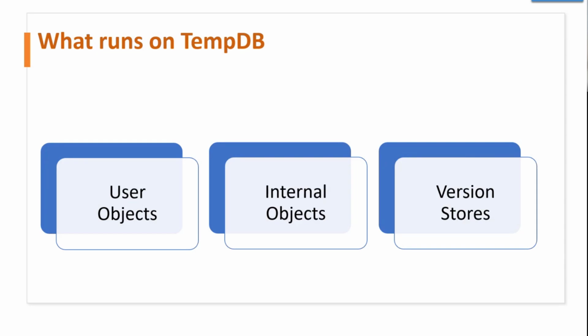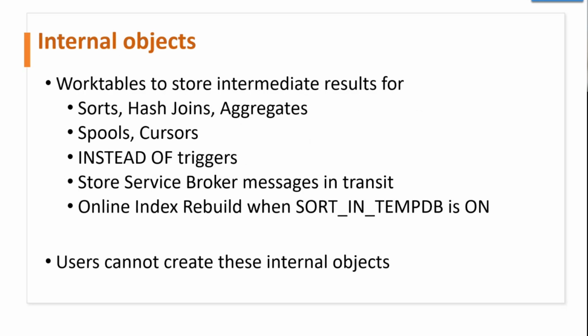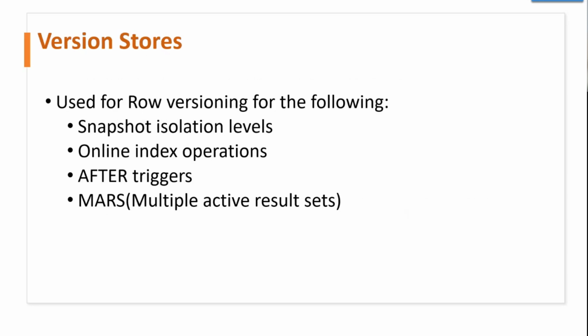So what runs on TempDB? We have three categories: user objects, internal objects, and version stores. User objects are the objects that we create as users: local and global temporary tables, temporary stored procedures, or any table variables. And you can see them all in the sys.all_objects catalog view. But internal objects are the ones that SQL Server creates. These are work tables and work files that are created by SQL Server to store the intermediate results for hash joins, spools, cursors, instead of triggers, and various other things. And we can't query or see them. Well, you can see them in the execution plan, but we don't create or see them.